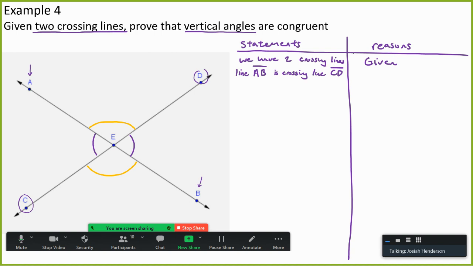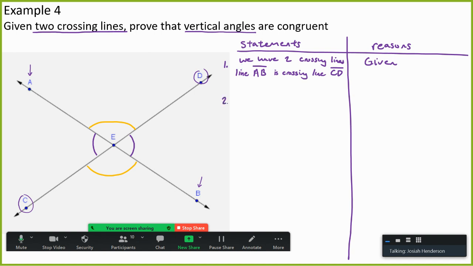Okay, cool. I'm just going to keep that as part of my first statement. So statement 1, we'll label these to make it clear. Statement 1 is we've got 2 crossing lines, and they're named line AB, and that's crossing line CD. Why can we say this? Because it's assumed, it's given. There's our reason on the right.